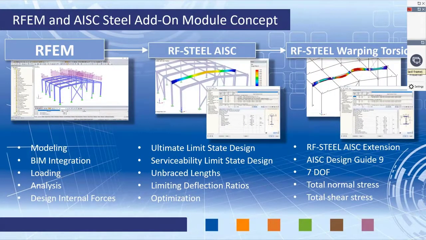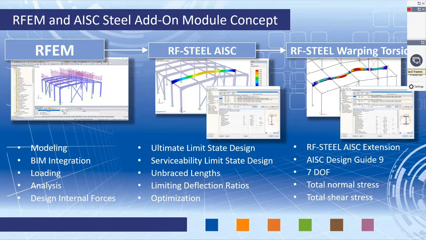So in regards to RF-STEEL and the AISC Steel add-on module concept, for those of you who are not familiar with our programs, RF-STEEL is our main finite element analysis software. This allows us to fully model our structure. We also can integrate with BIM software such as Revit, Tekla, AutoCAD. We'd want to fully load our structure. We create our load combinations, whether that's according to a specific standard such as the ASCE 7 or the NBC, or we can manually do this, and then we can run a full analysis.